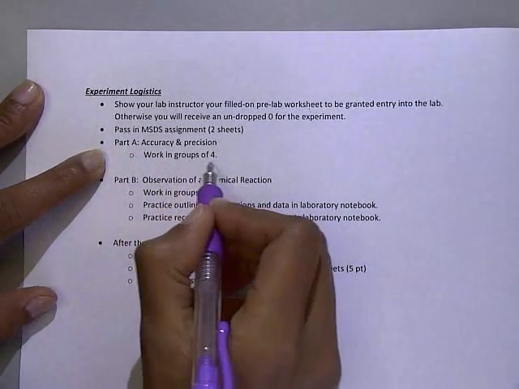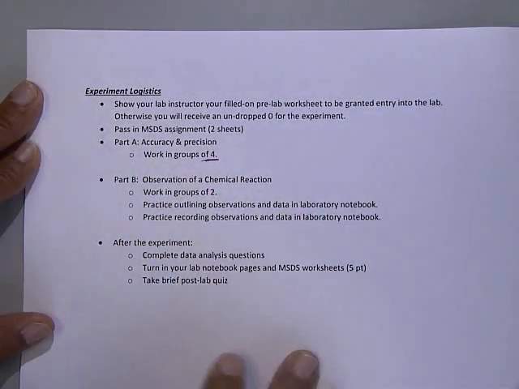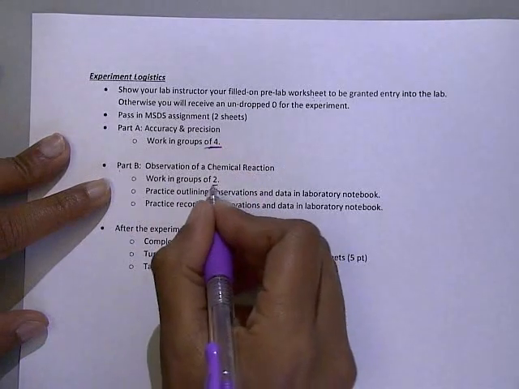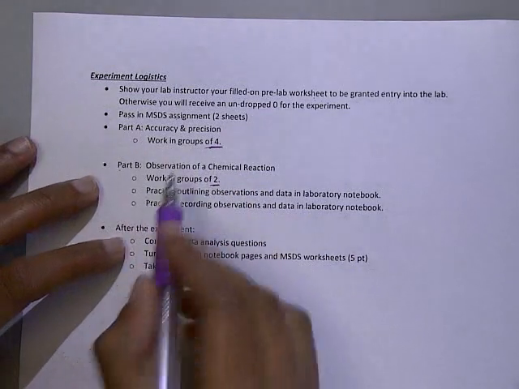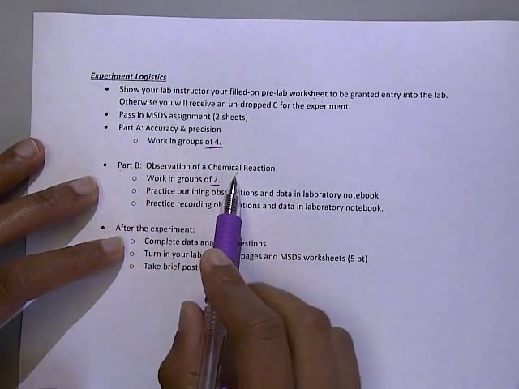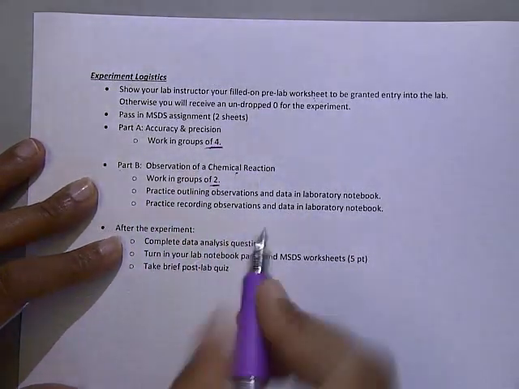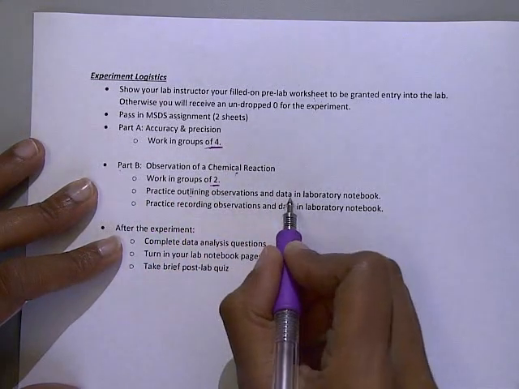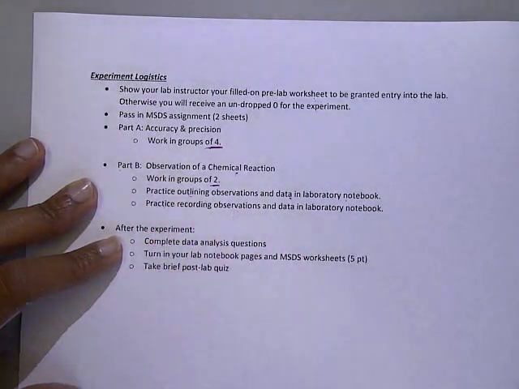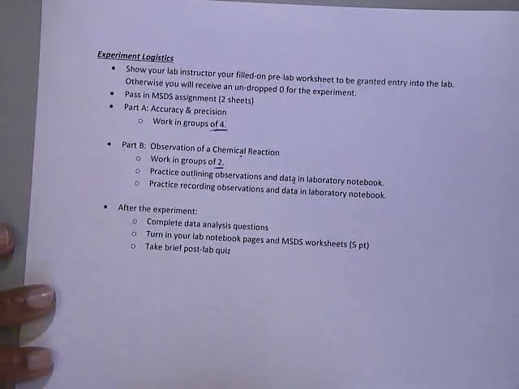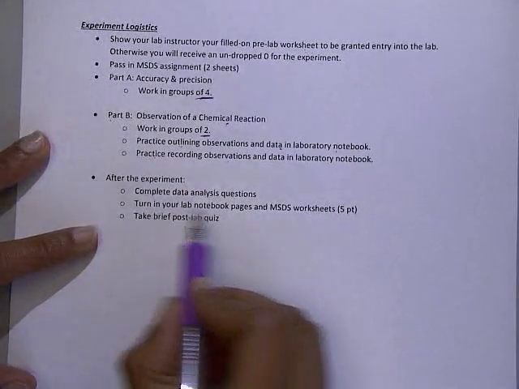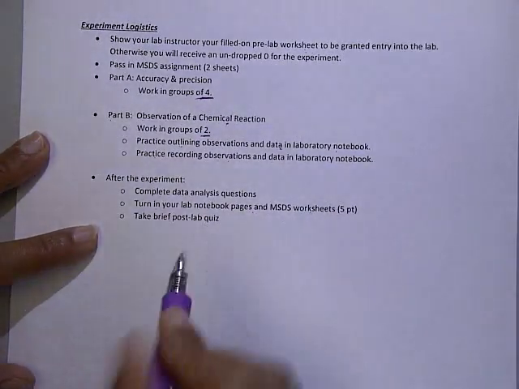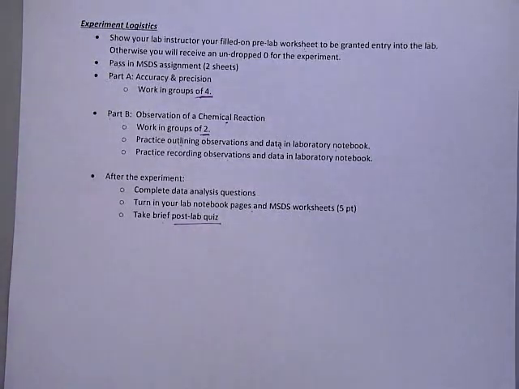And then for part A, you're going to be working in groups of 4. All of this is specified in your lab manual. Part B, you can work in groups of 2. If you choose to work alone, that's fine. Part B, you're going to be practicing making observations, qualitative and quantitative observations of a chemical reaction. You're going to practice outlining observations and data in your lab notebook and practice recording observations and data in your lab notebook. After the experiment is complete, your data analysis questions, turn in your lab notebook pages and MSDS worksheets, and then take a brief, short post-lab quiz that is passed in lab as well.